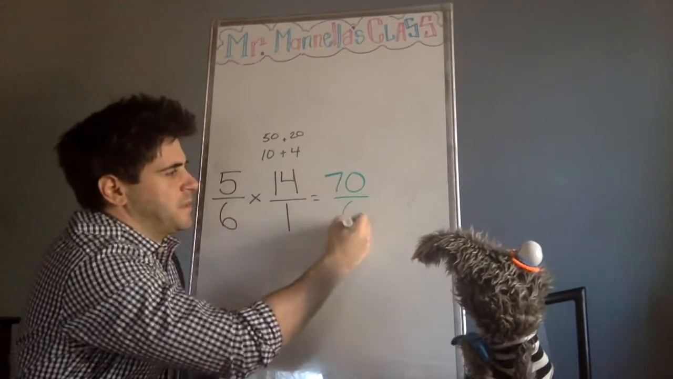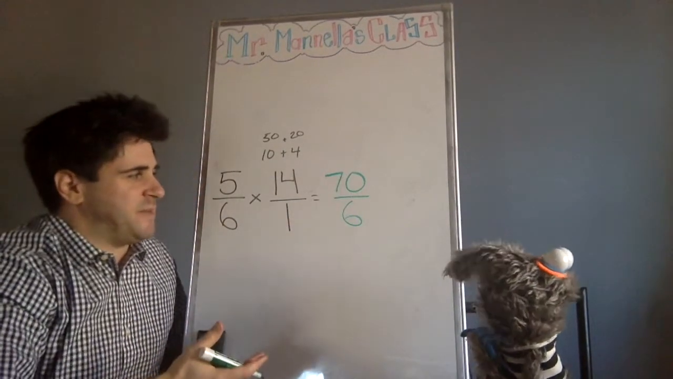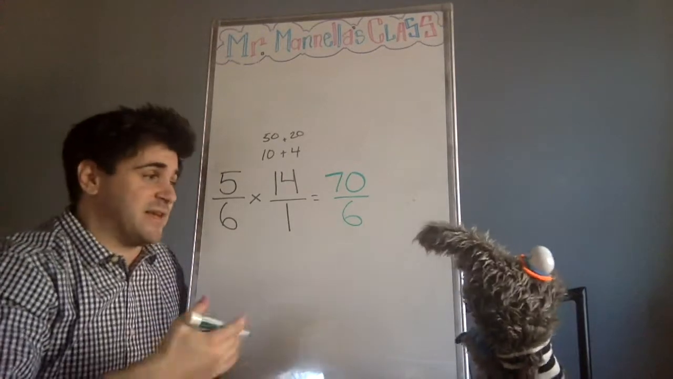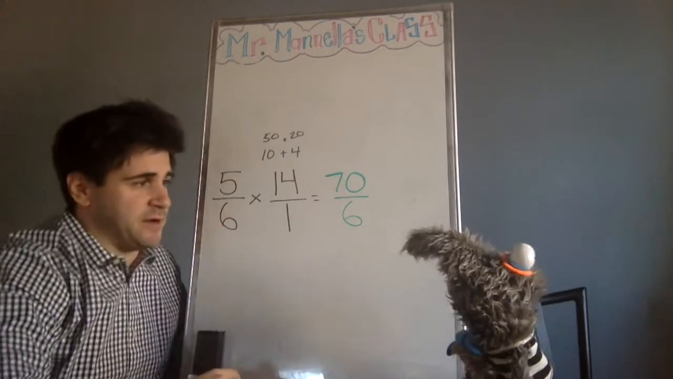6. Okay, so now we're doing 70 divided by 6, okay? We know that 6 times 12 is 72, and that 6 times 11 is 66, so it's not going to fit in there, right? No.